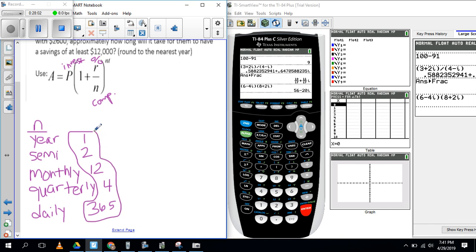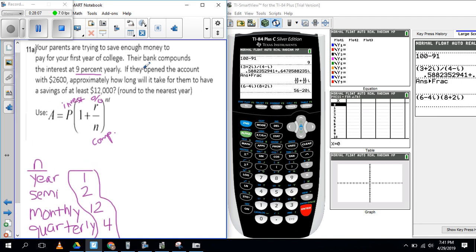Okay? So if you look at ours, it says it is compounded. Their bank compounds the interest at 9% yearly. So that means N is 1, and this is our rate here, R, of 9%. It says they opened their account with $2,600, so that's our P. That's what they started off with. And then it says how long will it take for them to have a savings of $12,000. So this is how much money they want. This is the amount they want in the end.